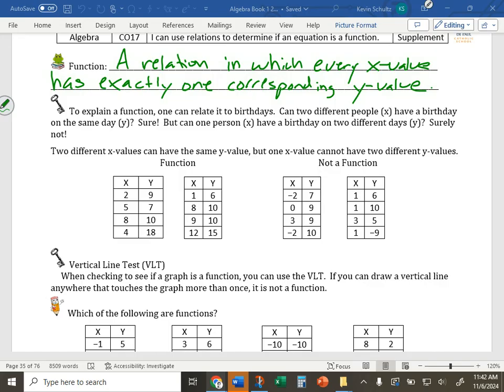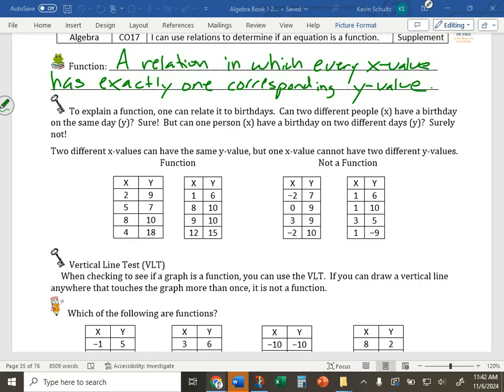Because on the not a function on the right, you can see that there's 3 ones with the x, and there's different numbers for each of them. So yeah, that wouldn't be a function. Yeah. So he's talking about the one on the far right here. That's not a function because it says every x value has exactly one corresponding y.